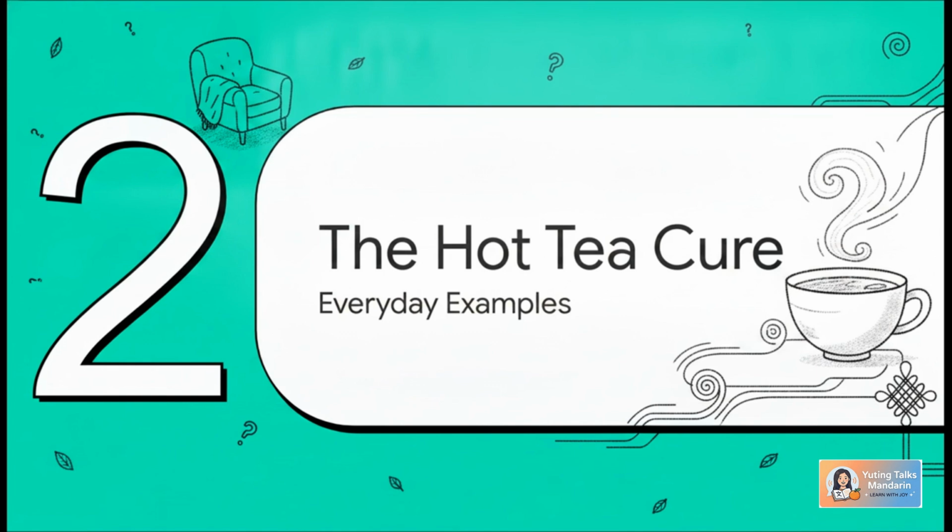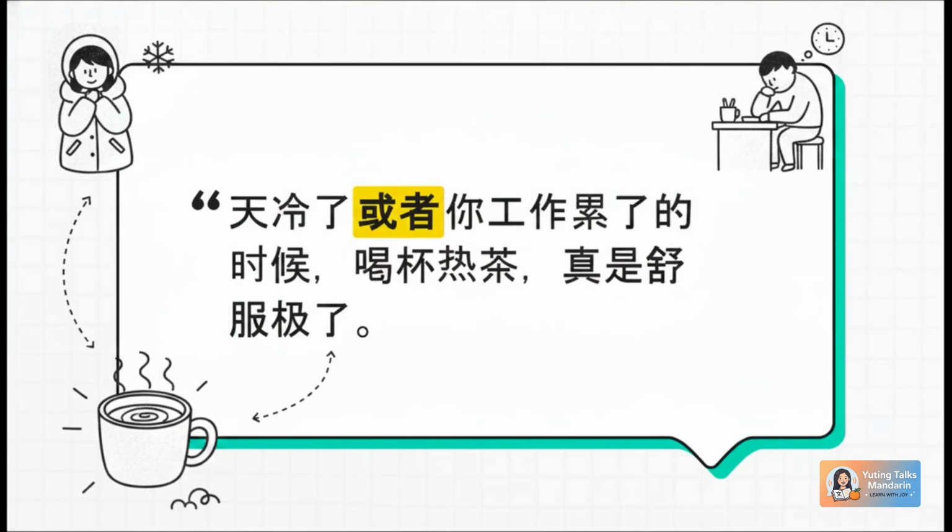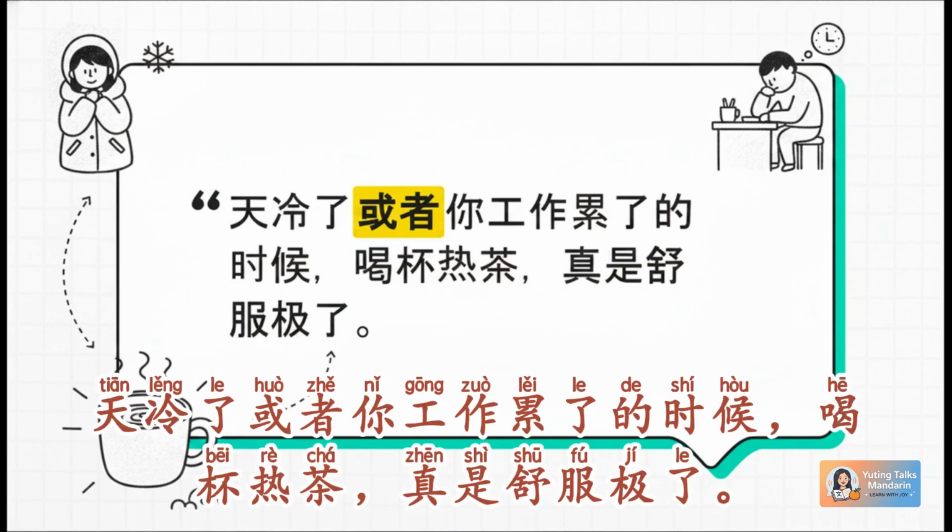Consider this beautiful everyday sentence. When it's cold or you're tired from work, drinking a cup of hot tea is extremely comfortable. Do you notice the "or" in there? It's connecting 2 different conditions, being cold and being tired. Because we are simply stating a truth about feeling comfortable, we use huòzhě. 天冷了或者你工作累了的时候. It connects those 2 ideas flawlessly without demanding an answer from the listener.